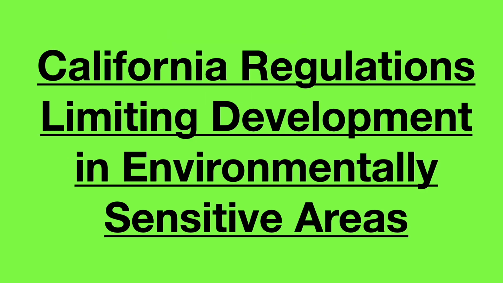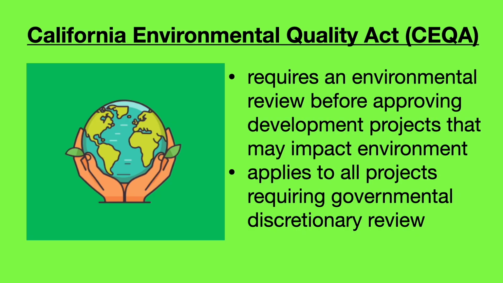California regulations limiting development in environmentally sensitive areas. California Environmental Quality Act, CEQA, requires an environmental review before approving development projects that may impact the environment. This applies to all projects requiring governmental discretionary review.